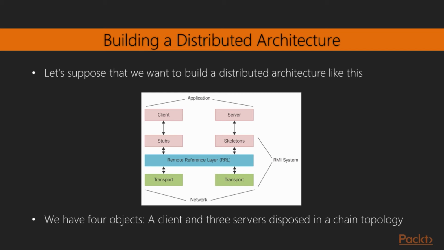We have 4 objects, a client and 3 servers disposed in a chain topology as shown in the figure. The client forwards a request to server 1 and starts the chain call, forwarding the request to server 2. Then it calls the next object in the chain in server 3. The chain call ends when server 3 calls server 1 again. The example we're going to show highlights the aspects of the management of remote objects, which can be easily extended to handle the more complex distributed architectures.